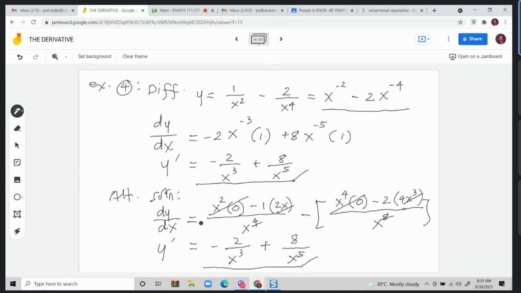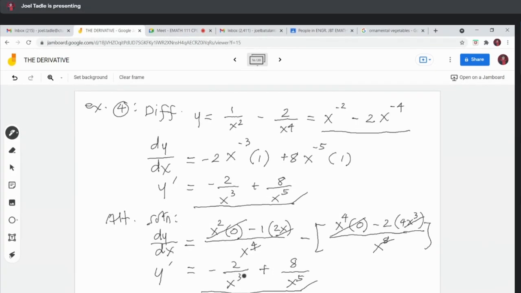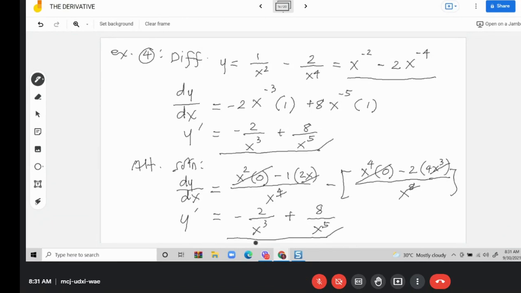So, we simplify, 0 na siya. So, negative 2x. Yeah, kanya siya 0. So, we have negative 8x cubed. Okay, so, cancel out na to ang x, guys. Dire. So, doon na kay x cubed, denominator. So, negative 2 over x cubed.